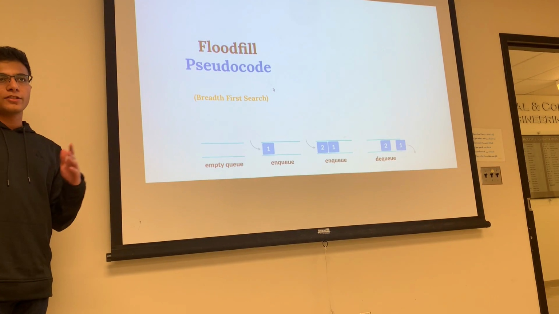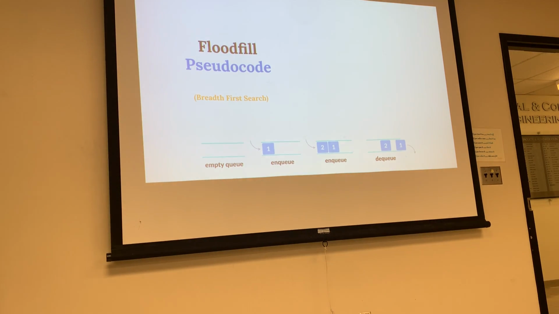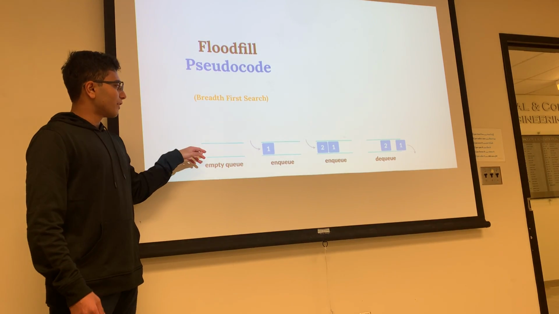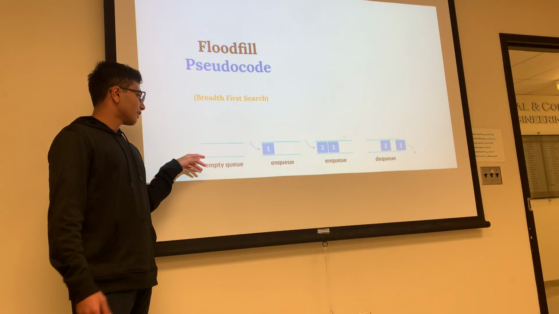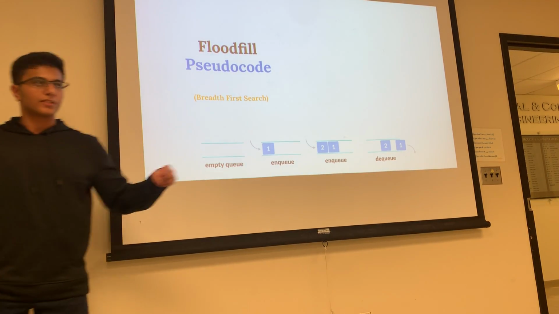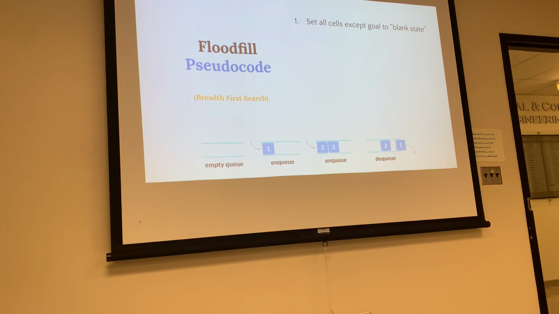We'll get into what queues are and how to implement them in C a little later on, but essentially all you need to know is that it's kind of like a line where different squares or objects can enter the line, and whoever enters the line first is also the one that leaves the line first. So what you start off with is that you set all of the cells in your maze to blank, except for the goal, which you set to 0, because the Manhattan distance from the goal to the goal is just 0. Then you add the goal cells to the queue.